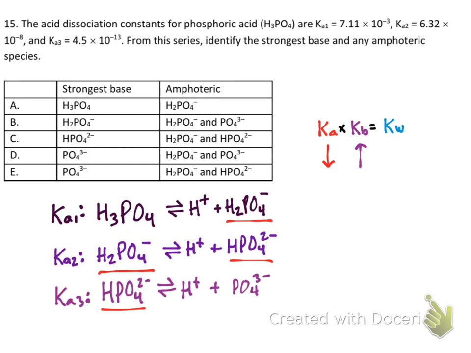All polyprotic acids get increasingly weaker with every dissociation. So Ka3 will always be less than Ka2, which will always be less than Ka1. So since Ka3 is the weakest acid, it's the weakest dissociation, that means that its conjugate base will be the strongest. So phosphate is going to be the strongest base here. Okay. So PO4-3- is going to be the strongest base.